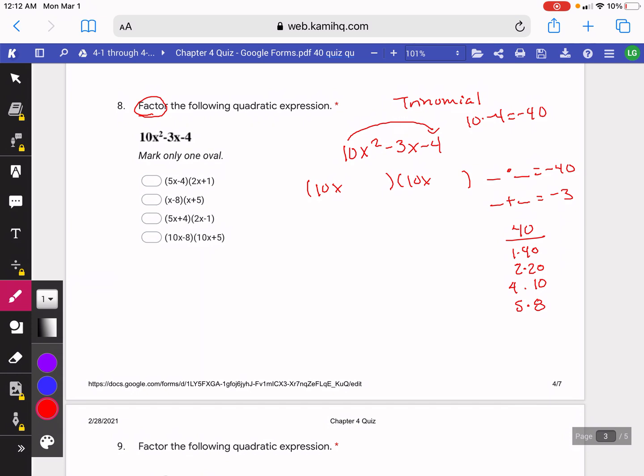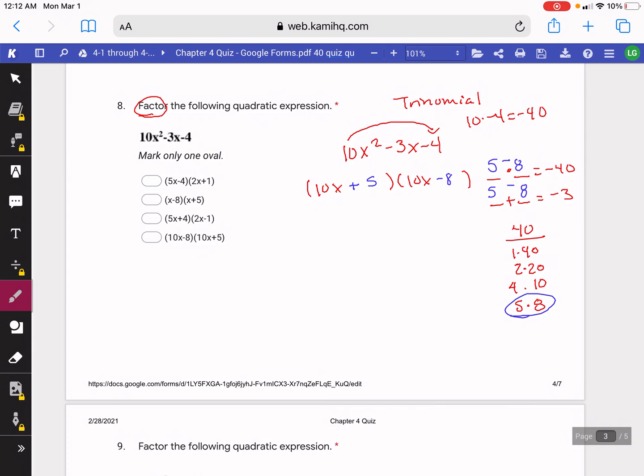Once I have my list, I'm going to choose the two numbers that can also add or subtract to give me 3. That would be 5 and 8. And I want negative 3, so the bigger number 8 has to be negative. So I have a positive 5 and a negative 8. And I'm going to put those numbers in my factors.